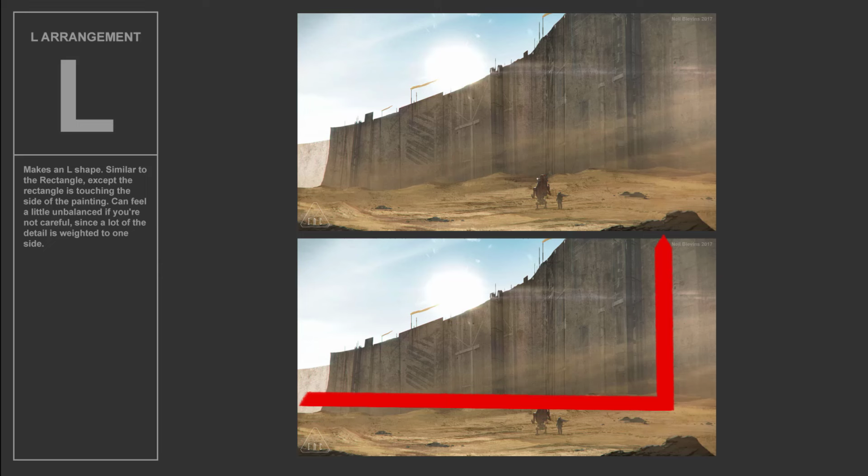So it makes an L shape, and it's similar to the rectangle, except the rectangle is touching the side of the painting. This can feel a little unbalanced if you're not careful, since a lot of the detail is weighed to one side. So you can see the L, and you have this big area going down here, and then a big area going over there, and then this area is kind of blank.